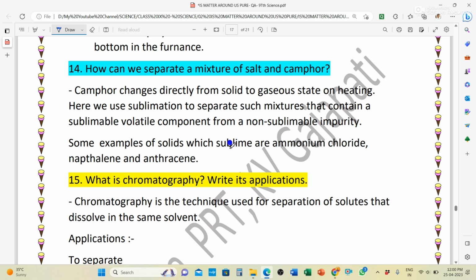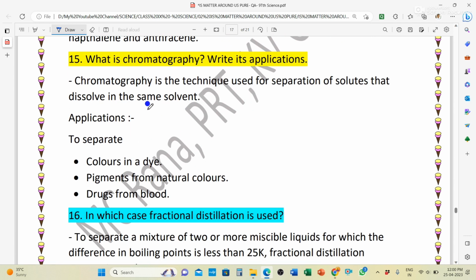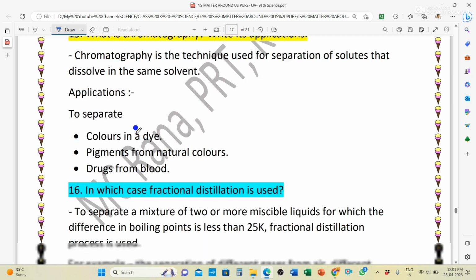Some examples of solids which sublime are ammonium chloride, naphthalene, anthracene. These are some examples of volatile substances which sublime. Sublime means they are directly converted into gaseous state. Then what is chromatography, and its applications? Chromatography is the technique used for separation of solutes that dissolve in the same solvent. Applications: to separate colors in a dye, pigments from natural colors, drugs from blood, we use the chromatography method.